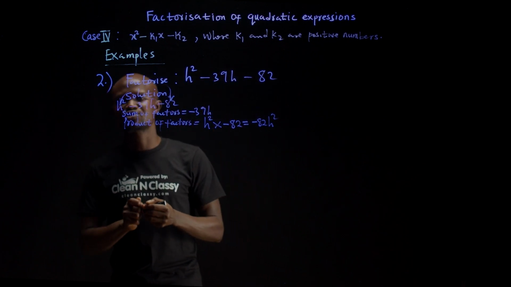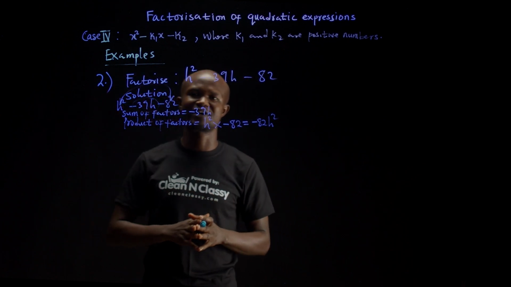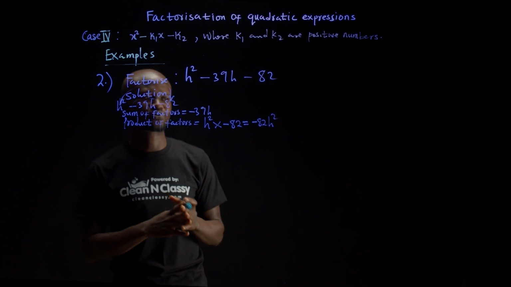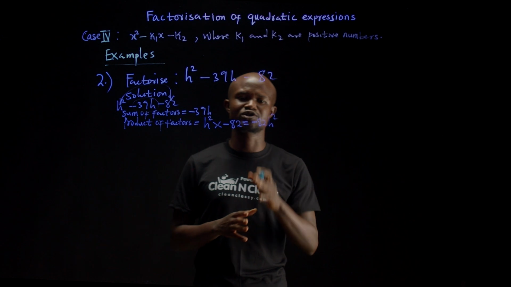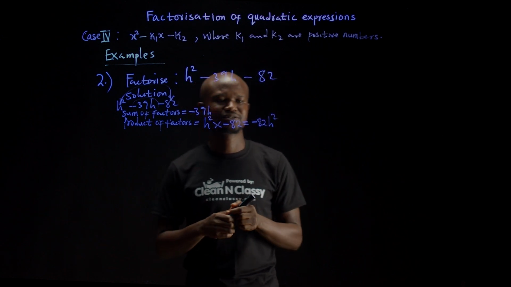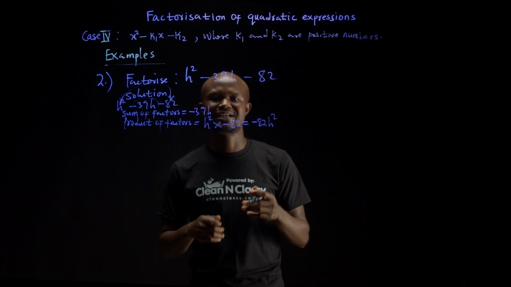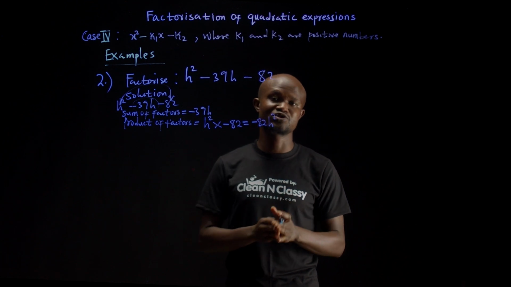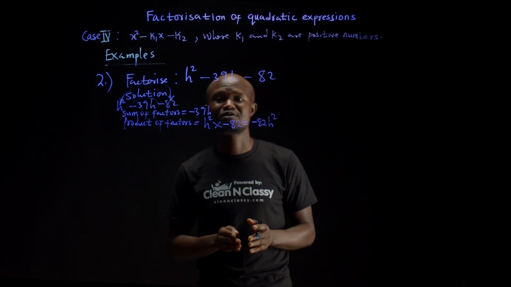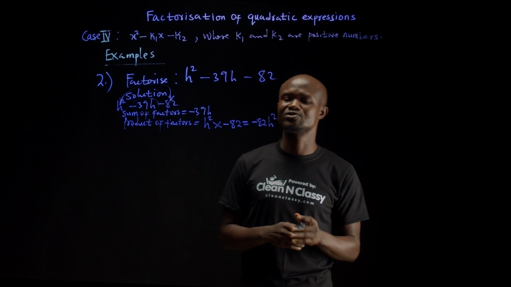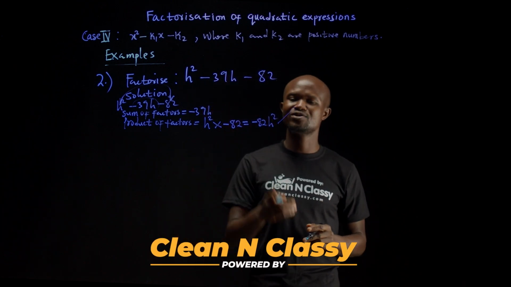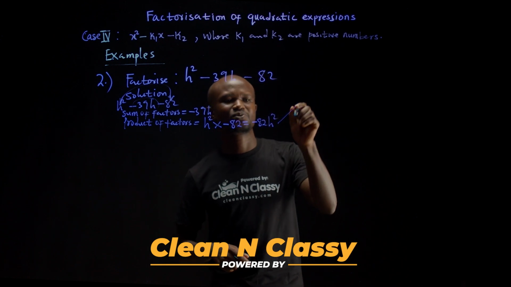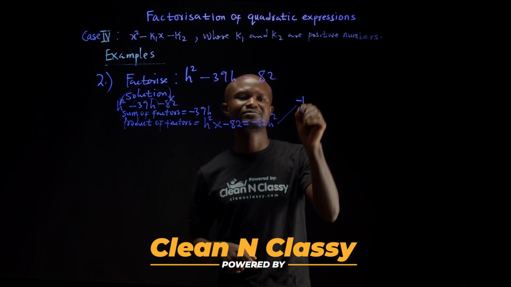Now the next thing for us to do is to determine the factors. How do we get the factors? For us to get the factors, we need to focus on the product. Let's focus on the product. Then we break down the product into some set of pairs of values. That's what we are going to do. The first one, minus 82. We can have this to be minus 1.